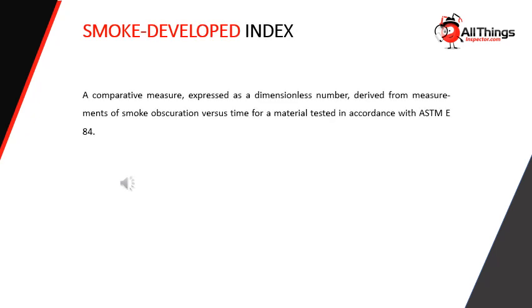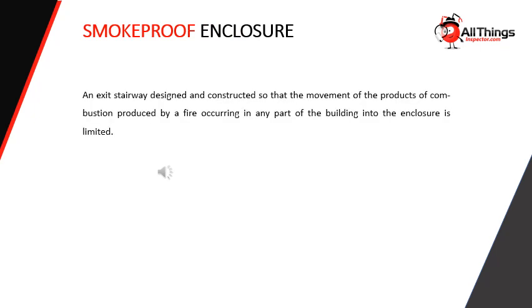Smoke developed index. A comparative measure, expressed as a dimensionless number, derived from measurements of smoke obscuration versus time for a material tested in accordance with ASTM E84. Smoke-proof enclosure. An exit stairway designed and constructed so that the movement of the products of combustion produced by a fire occurring in any part of the building into the enclosure is limited.